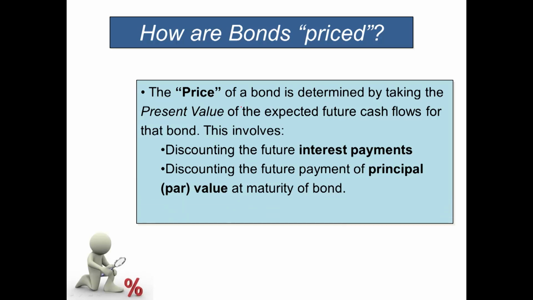Well, that is the same methodology that we use on how a bond is priced. The price of a bond is determined by taking the present value of the expected future cash flows for the bond. This involves discounting or finding the present value of the future interest payments, and also discounting or finding the present value of the future payment of principal, the par value at the maturity, okay? Using the market rate of interest. Are you with me? So that is how you figure out the price of those bonds, okay?